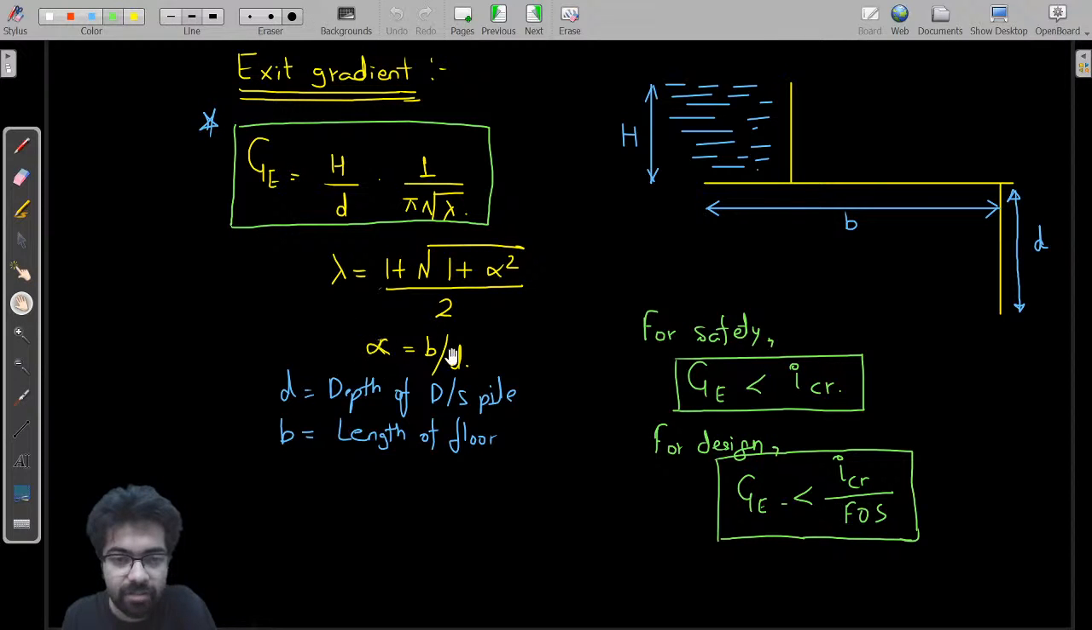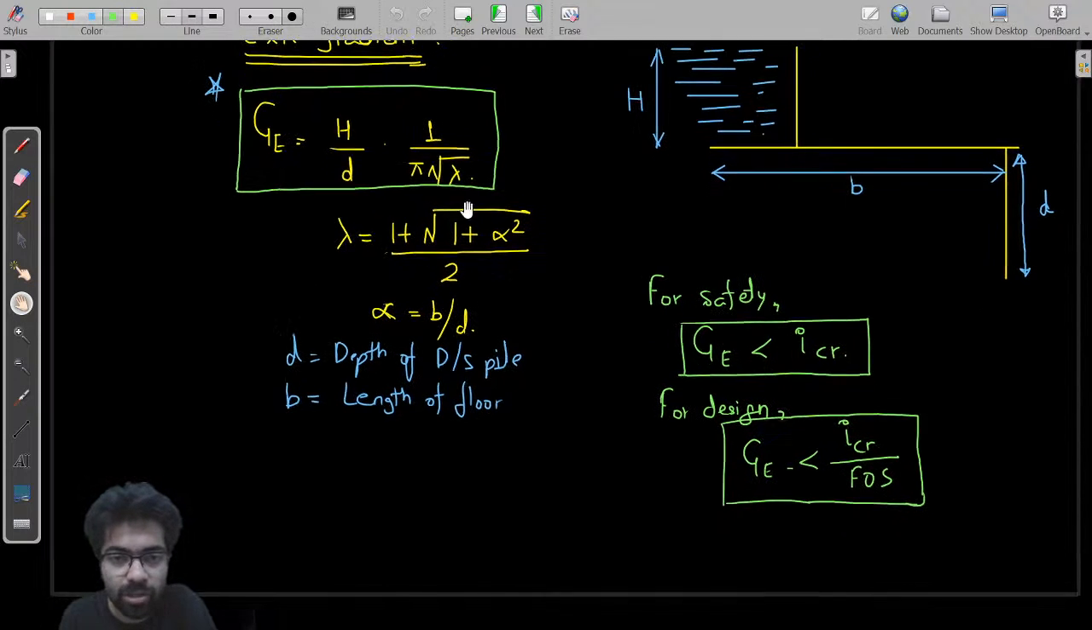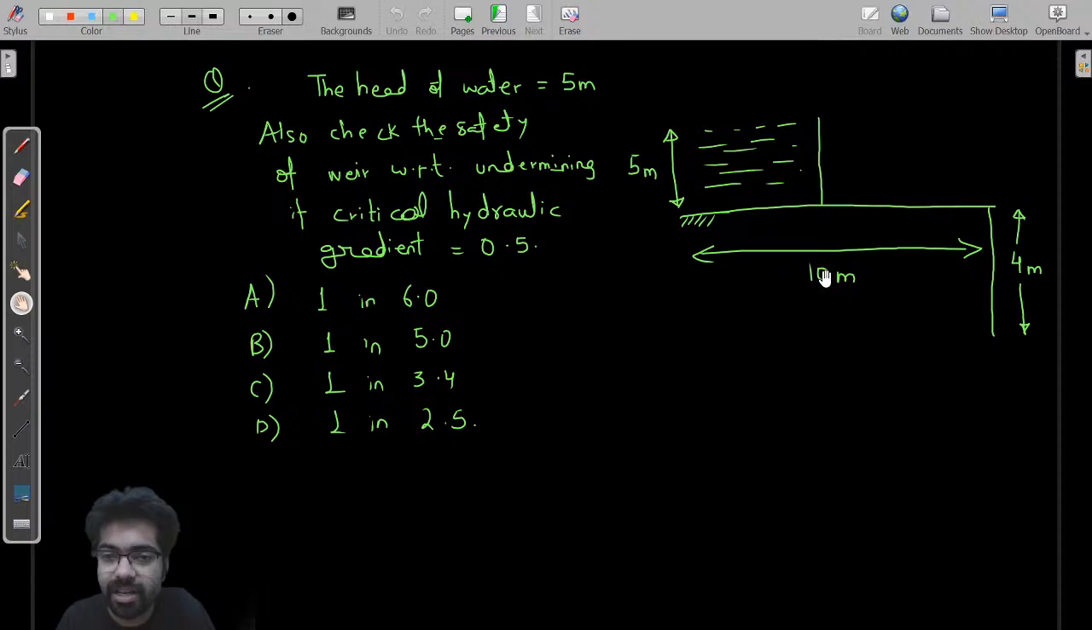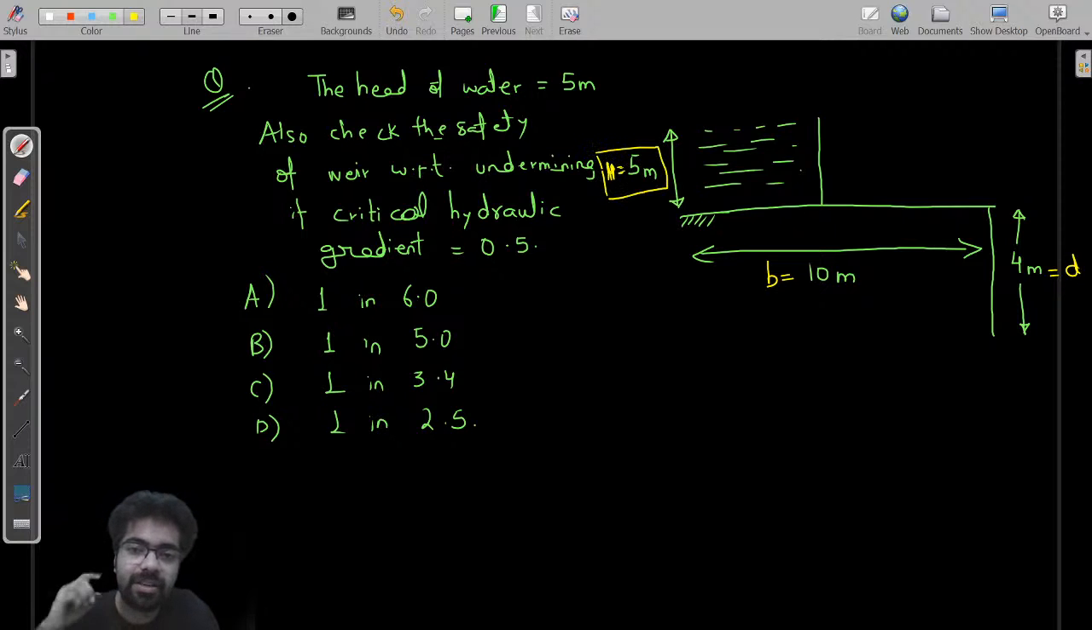See, first find alpha, which is nothing but b by d, then find lambda and put the value of lambda here and find G. I am giving you 1 minute. Everyone should solve. First find alpha, b by d. What is given? b is given as 10, d is given as 4, and head is given as 5 meter.